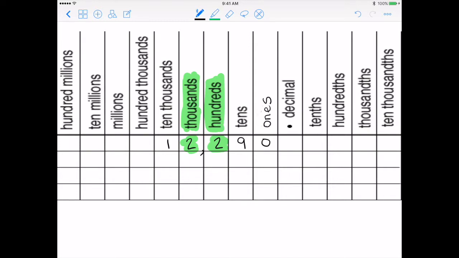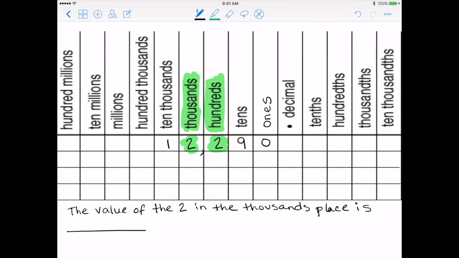Okay, so what I want to do is I want to know the value of the 2 in the thousands place is blank the value of the 2 in the hundreds place.